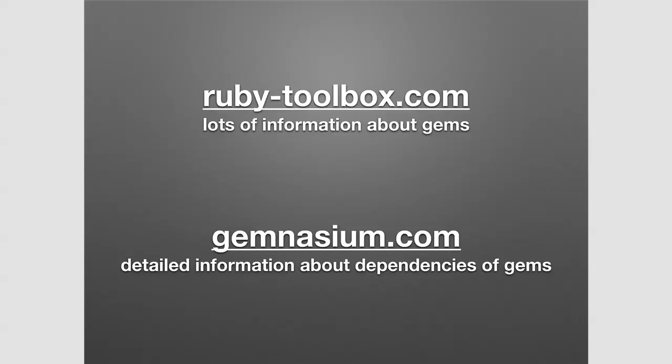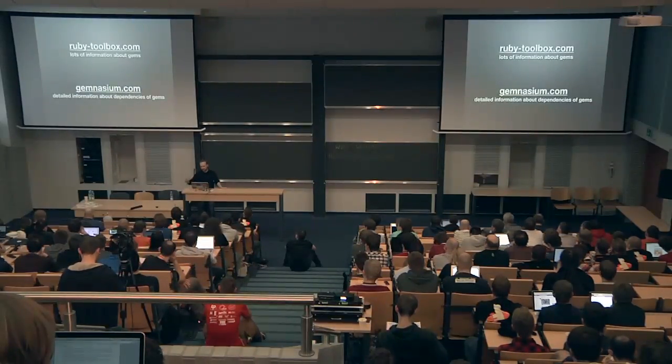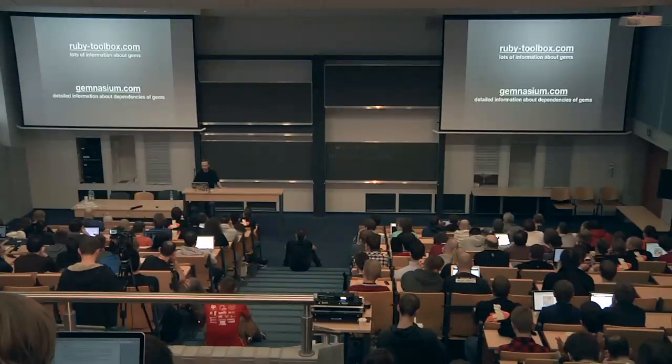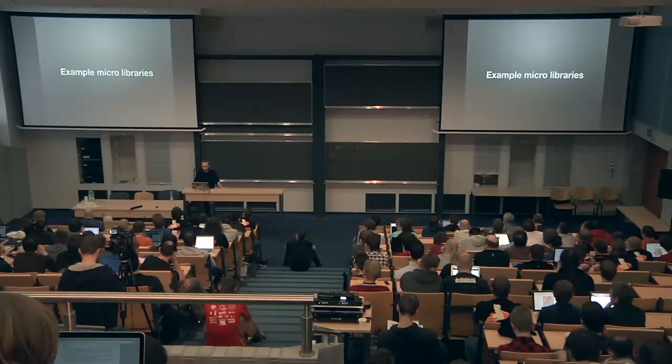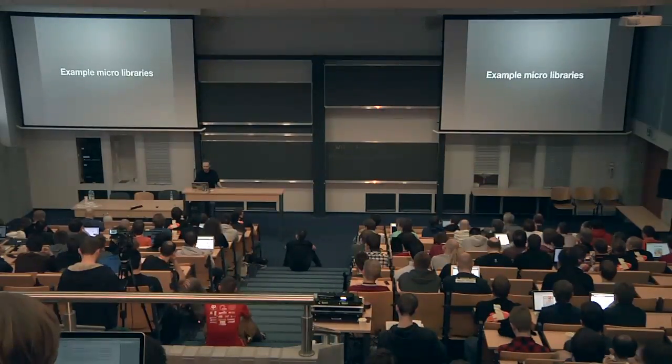And the other one is gemnasium.com. You probably know that one, or you probably know both. It obviously shows the dependencies of your gem, so it's easier to be up to date with all the dependencies. So I'm going to show you some example micro-libraries that we already have. Most of those libraries were created while we were working on Ruby Object Mapper, or are more or less inspired by the work on the project.